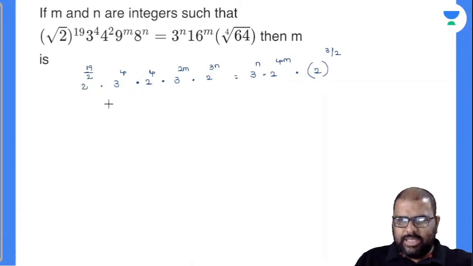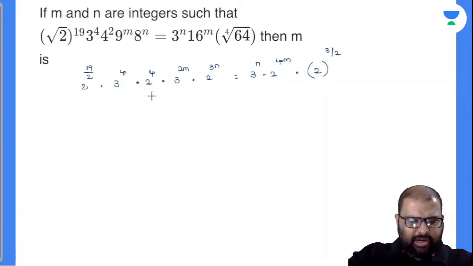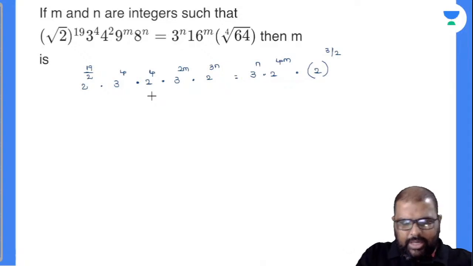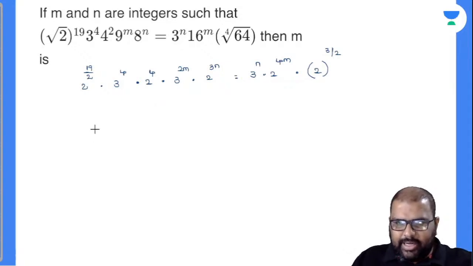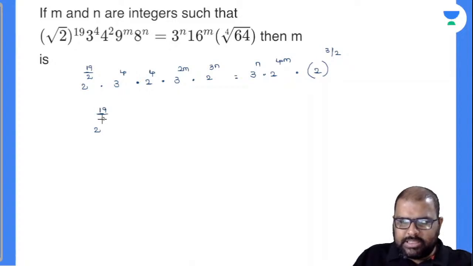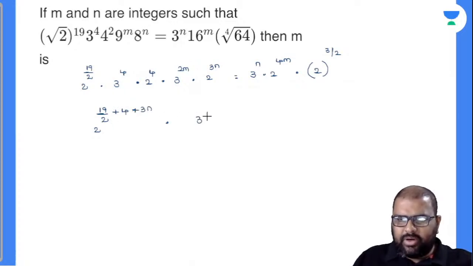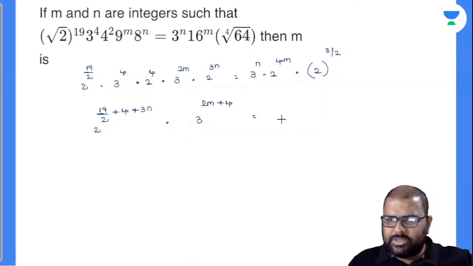Yes. So see here, it is in the format of a to the power of m into a to the power of n. I'll write all a's one side, all b's one side. So I'll take it like this: 2 to the power of 19 by 2 plus 4 plus 3n. Am I right or wrong? Into 3 to the power of 4, 2m plus 4. Will you accept with me? Similarly, I'll take down RHS also: 3 to the power of n into 2 to the power of 4m plus 3 by 2.